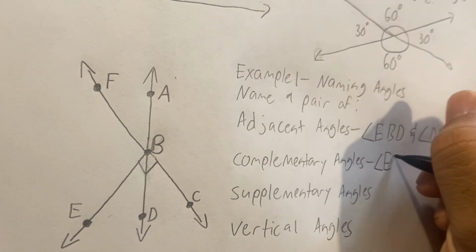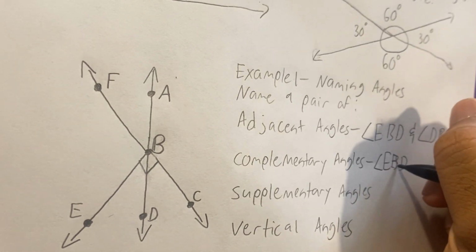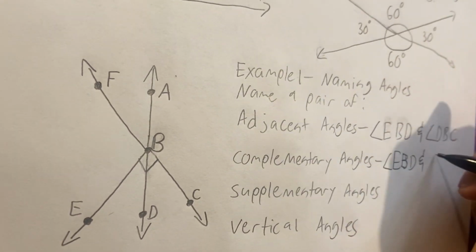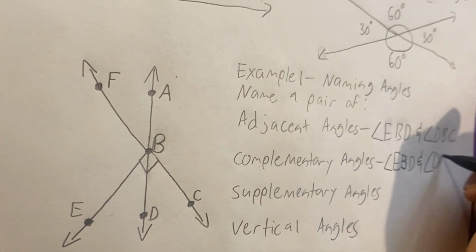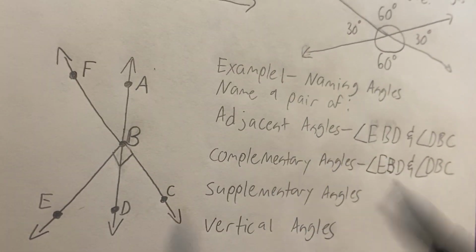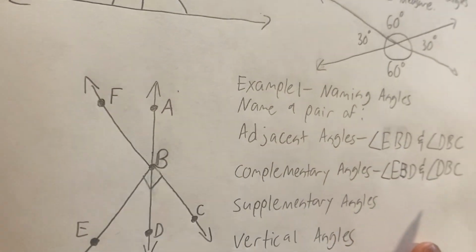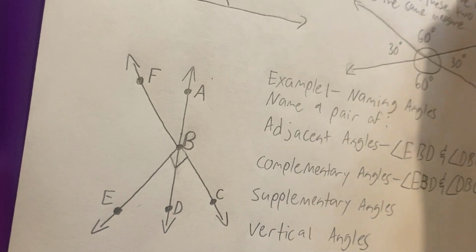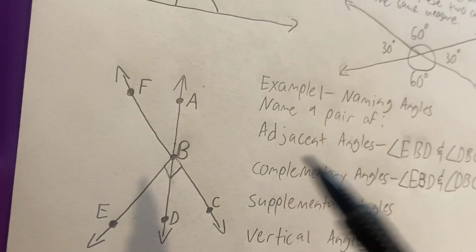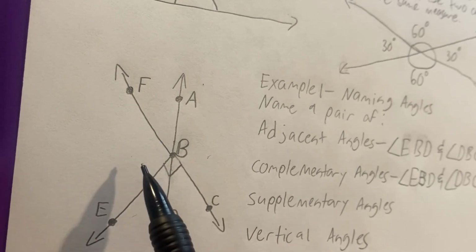It's going to be EBD and DBC. So as you can see, an angle pair can be 2 at the same time. It can't be all 4 at the same time, but they can be 2 at the same time. And beware that pretty much all these angles are adjacent angles, because this is adjacent to this, this is adjacent to this, this is adjacent to this.